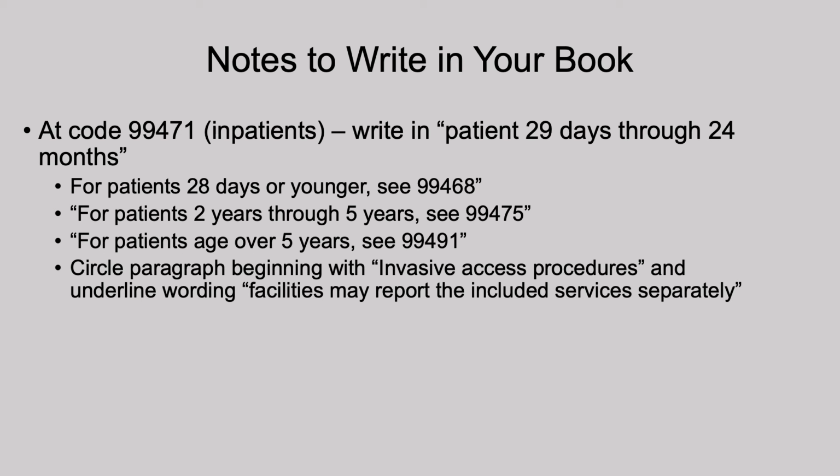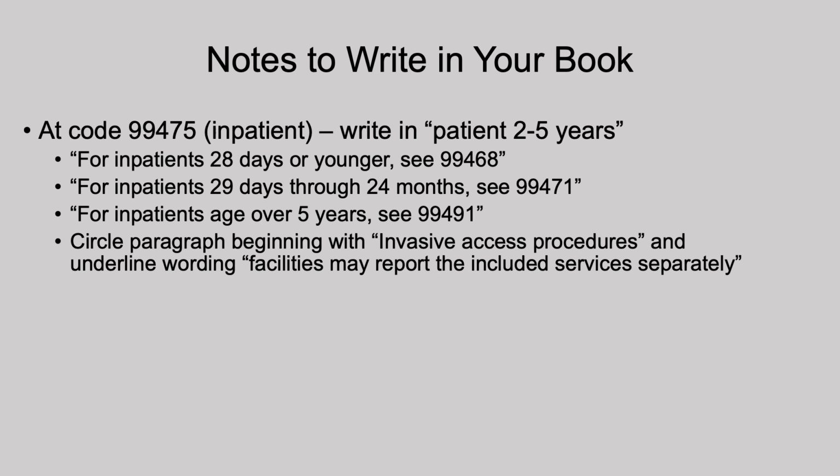Okay, then turn to 99471, which is also inpatients. Write in patients 29 days through 24 months. For patients 28 days or younger, see 99468. 2 years through 5, 99475. Over 5, see 99291. These seem repetitive, but it will really help you out if you do this. Again, put in the page numbers. Circle the paragraph beginning with invasive access procedures and then underline the wording facilities may report the included services separately.